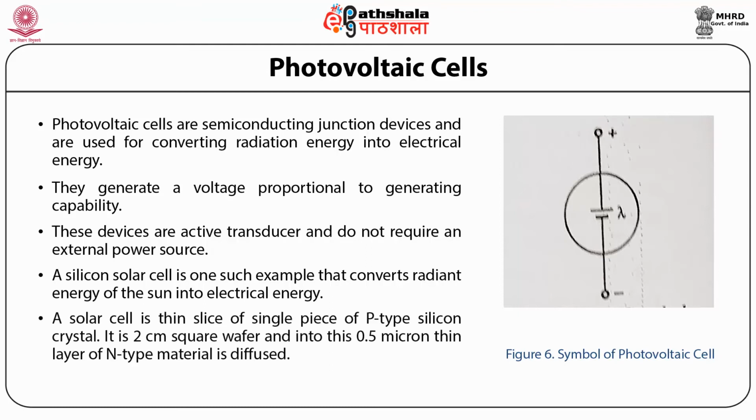A solar cell is a thin slice of a single piece of p-type silicon crystal. It is a 2 cm square wafer, and into this, a 0.5 micron thin layer of n-type material is diffused. The circuit symbol for a photovoltaic cell is shown in figure 6.